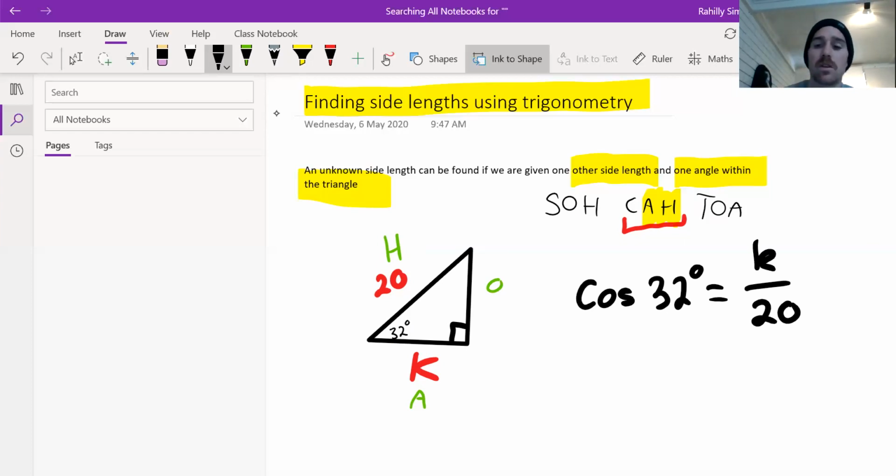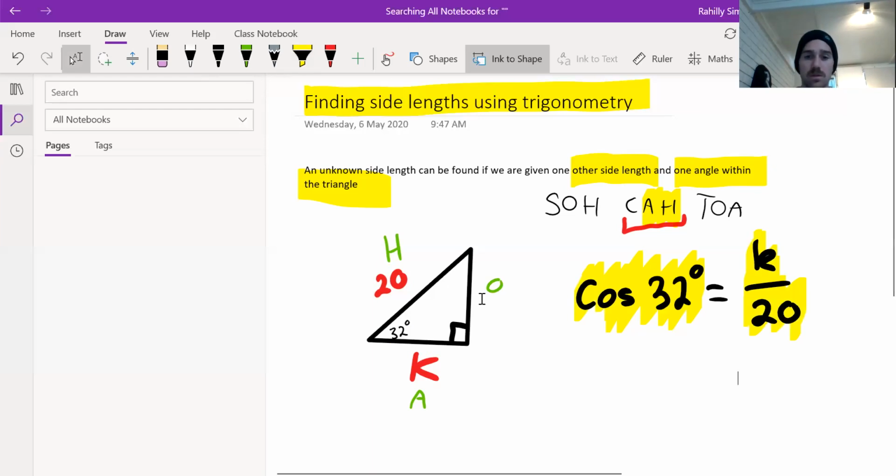Okay, so you need to label your triangle, determine which ratio to use, and then put it into a formula looking like this. So cos 32 degrees, because that's our given, equals adjacent over hypotenuse, or whichever ratio it is you decide to use. Okay, so we used cos, so it is A over H.